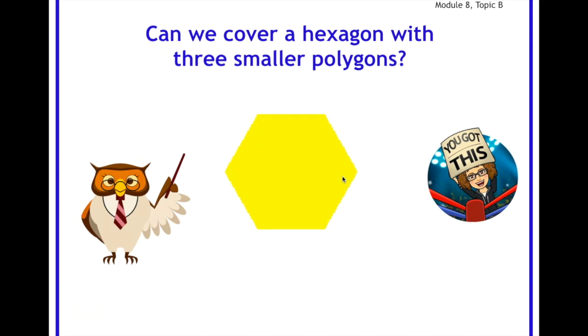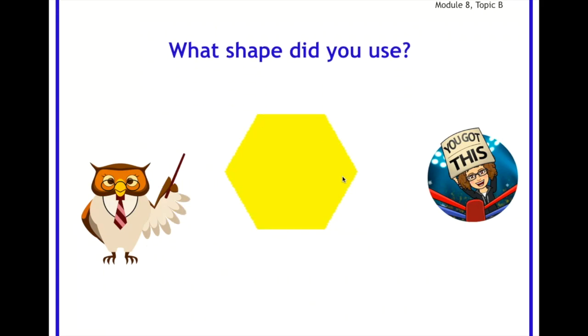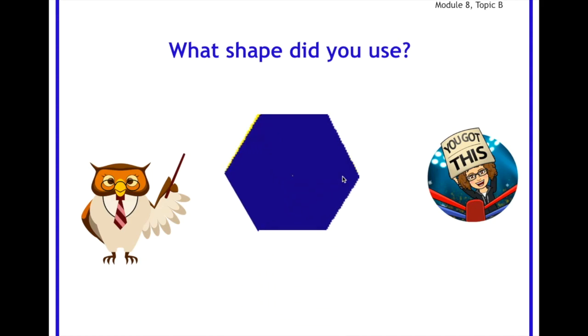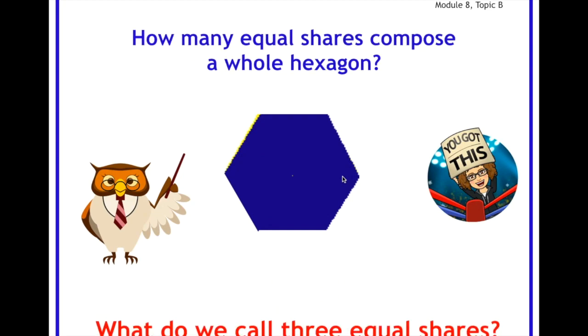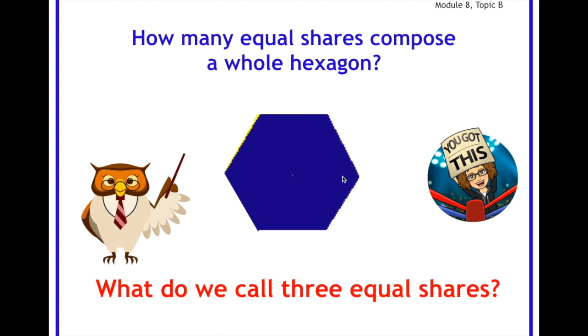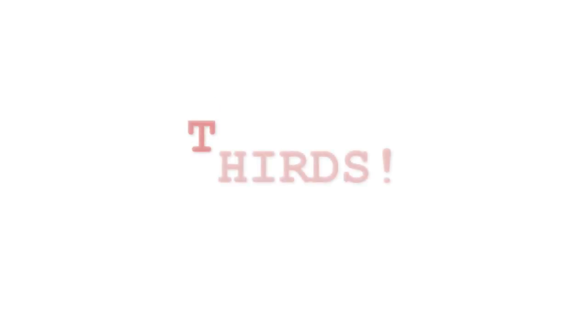Can we cover a hexagon with three smaller polygons? What shape did you use? Or what shape can we use? Yes, a rhombus would be a good idea. So three rhombus can cover up the whole hexagon. How many equal shares compose a whole hexagon? Three. What do we call three equal shares?